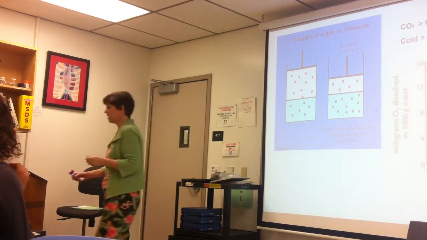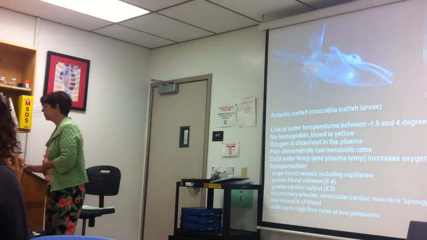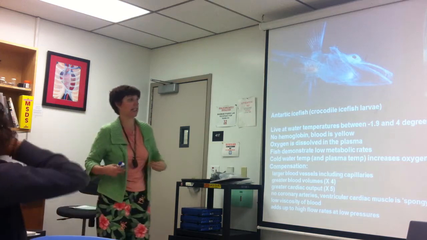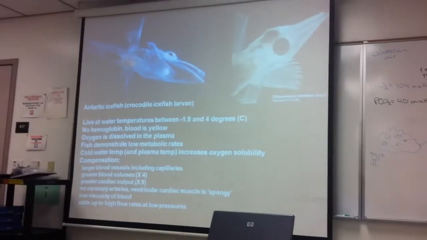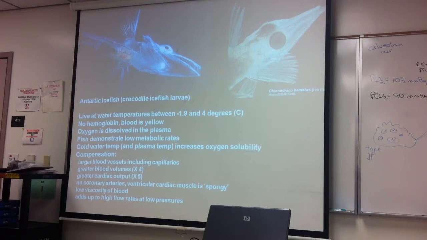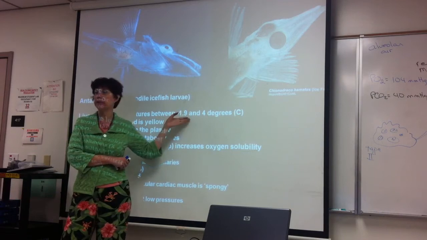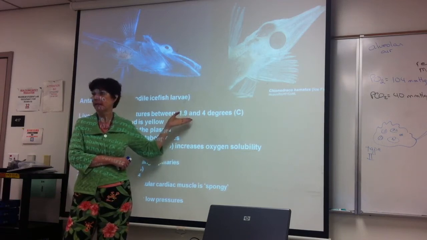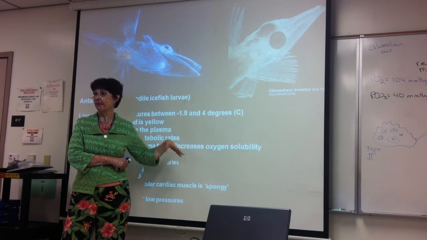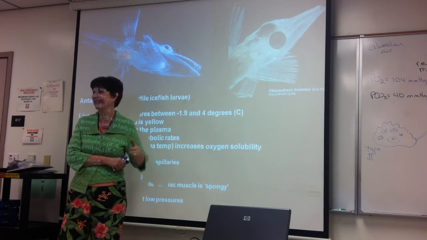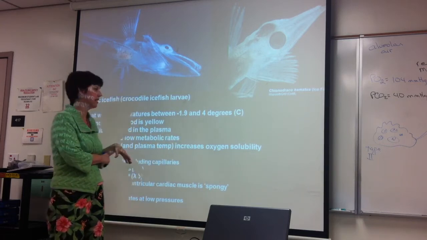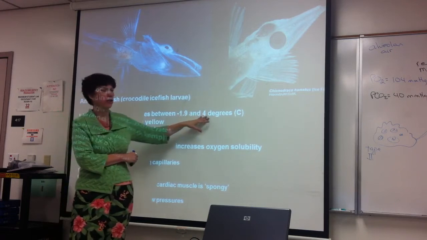All right, so that brings us to this slide of Antarctic ice fish. And there's a whole order of fish. They live at temperatures where seawater freezes at about -2. Because of the salt, it has a lower freezing temperature. That's why we put salt on roads. If it's snowy or icy, it lowers the freezing temperature. So they live between -2 and 4 degrees.